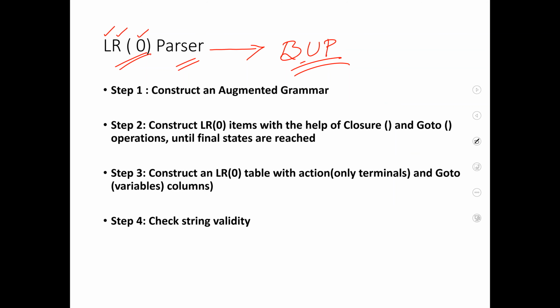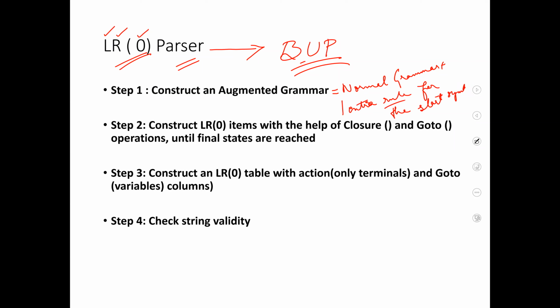One is construct an augmented grammar. Now, augmented grammar is nothing but your normal grammar plus one extra rule for the start symbol. That is what you mean by an augmented grammar: your normal grammar plus one extra rule for the start symbol.